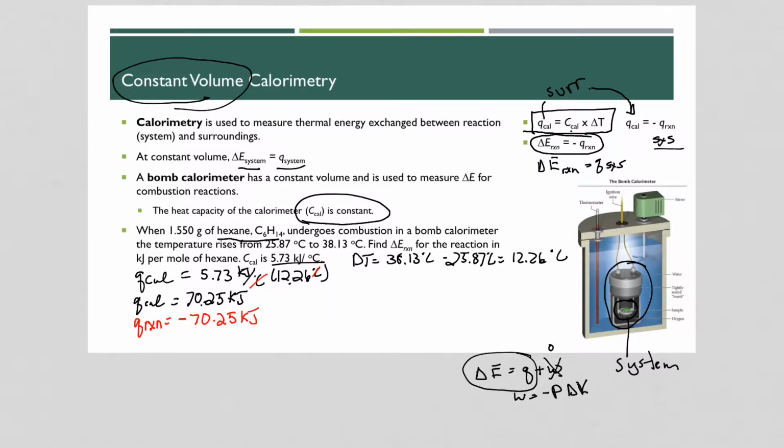And then finally, the change in energy, which is what we want to find of our reaction, is simply equal to the Q of our reaction. So right here, it's going to be equal to negative 70.25 kilojoules.